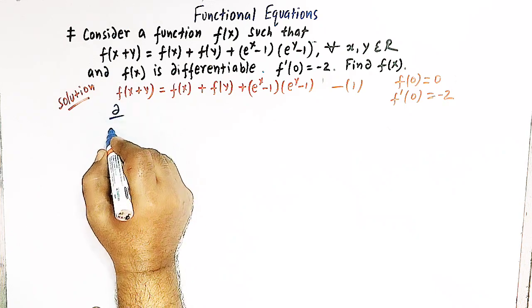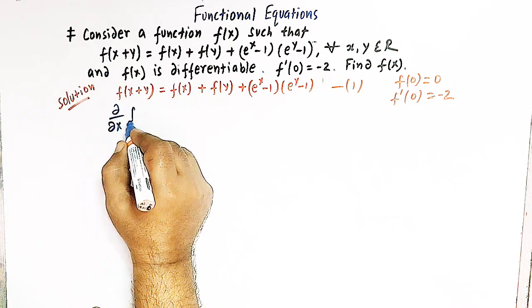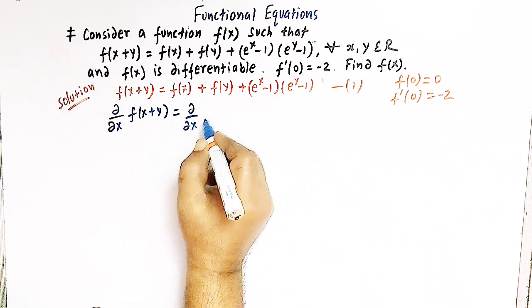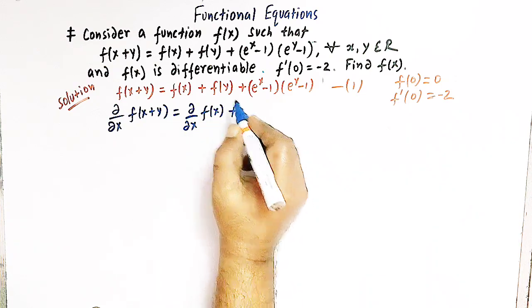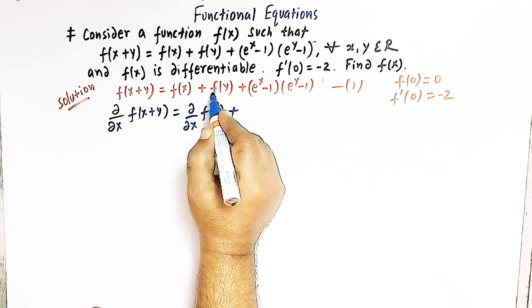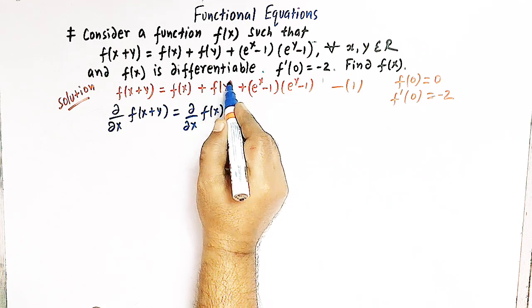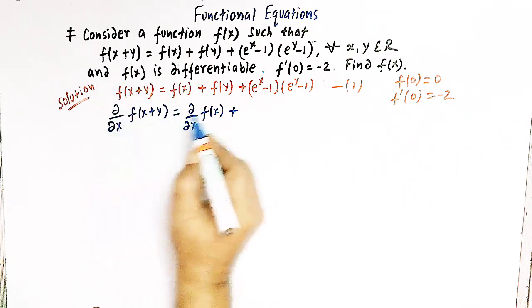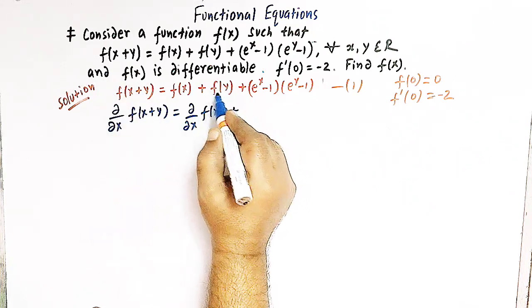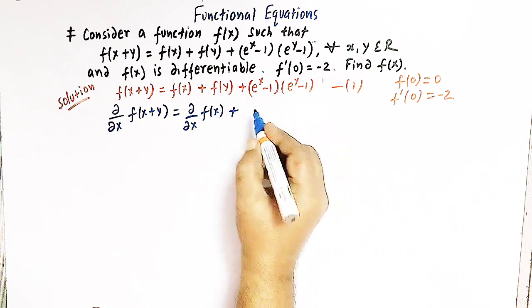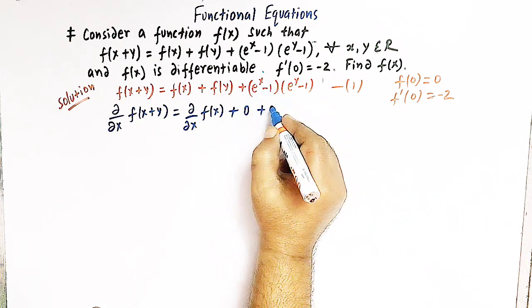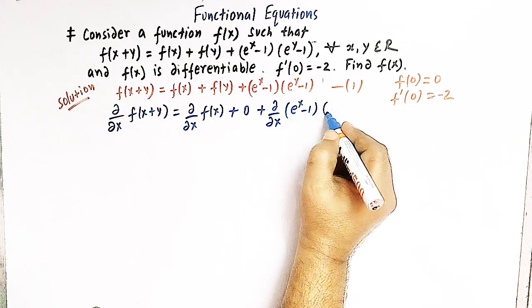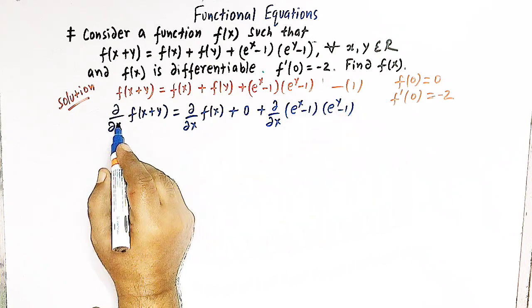So we can now write del over del x of f of x plus y, and here we have del by del x of f of x, and here this term, that is f of y, is a constant because we are differentiating partially with respect to x. So the derivative of f of y with respect to x is 0, and here we have del by del x of e raised to x minus 1, e raised to y minus 1, right?